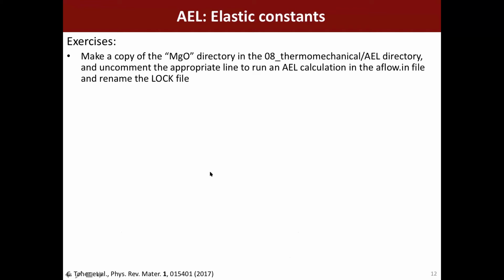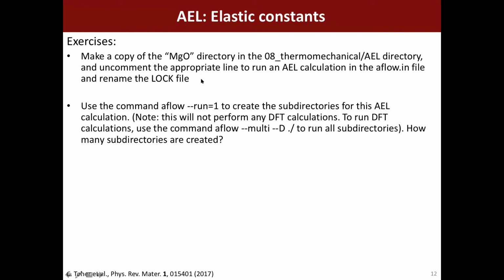If you go to this 08 Thermomechanical /AEL directory, you'll see a directory called NGO, so it's for magnesium oxide, an example. So you can uncomment the appropriate line to run an AEL calculation, and then you rename the lock file to something else so you can actually do a run. So the next exercise will be to run the command aflow --run=1 to create the subdirectories for this calculation.